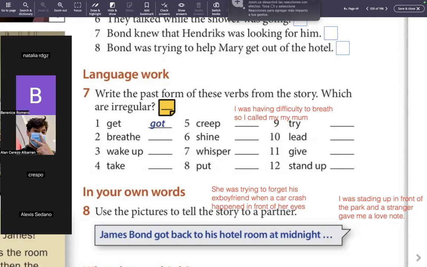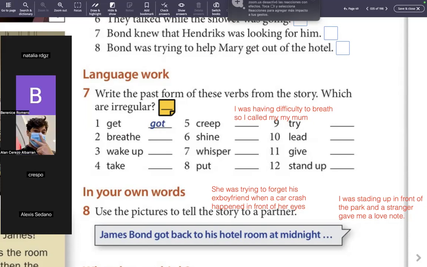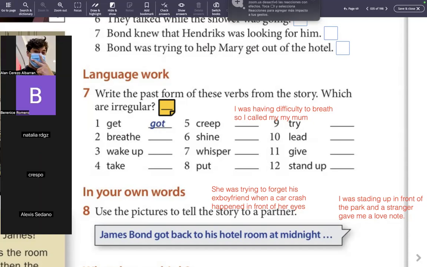Anyone else? Alan, Alexis, Natalie, Rodriguez. Did you do homework? I didn't, because I wasn't paying attention to my teacher. Oh, because I was studying for my statistics exam. Okay. Remember, try to use past continuous. And Natalie?